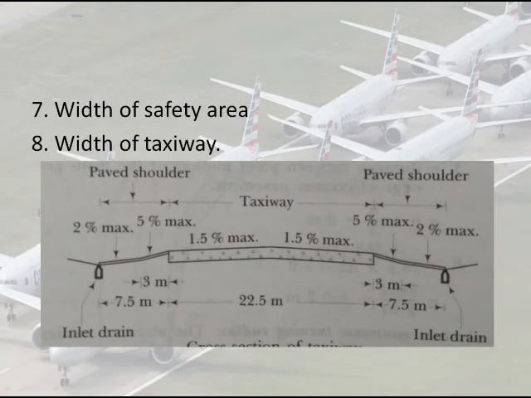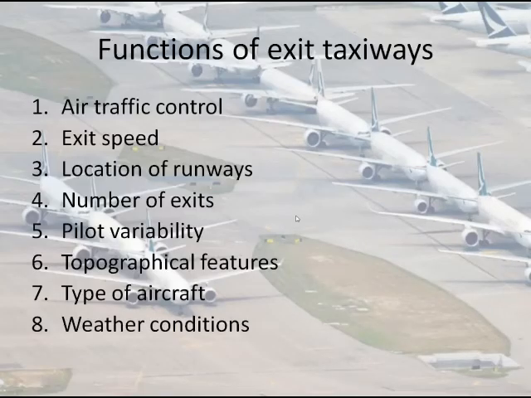So let us move on to our next topic, that is functions of exit taxiway. What are the functions? The function of exit taxiways is to minimize the runway occupancy by the landing aircraft. The location of exit taxiways depends on the following factors. First one, the air traffic control. The rapidity and the manner in which the air traffic control can process arrivals is an extremely important factor in establishing the location of the exit taxiways.